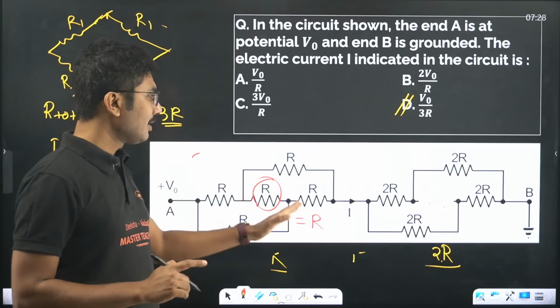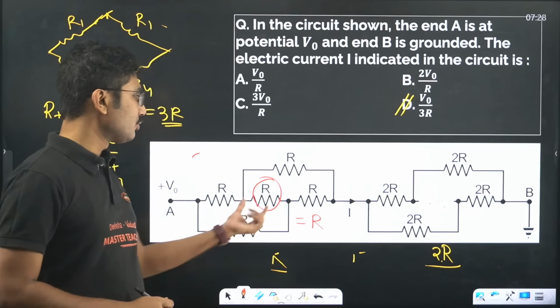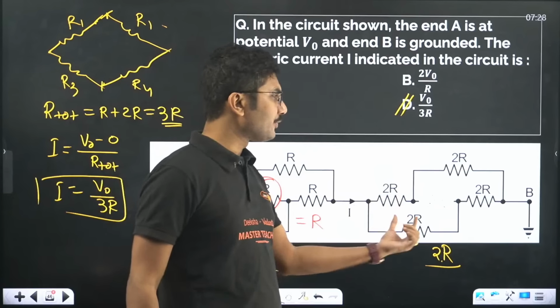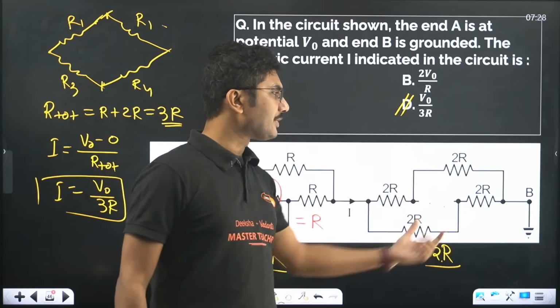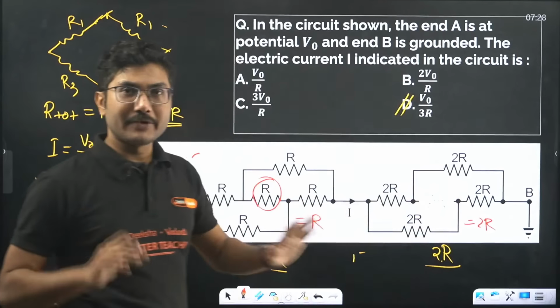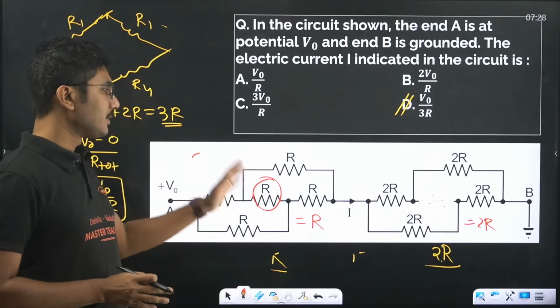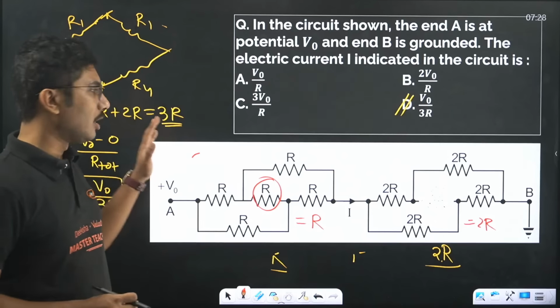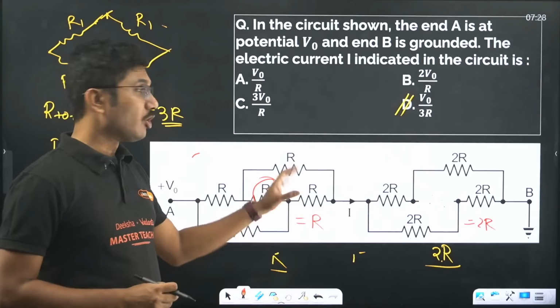So this entire circuit is basically resistance equal to R. Similarly, if you see this one, the entire resistance of this circuit is also equal to 2R. Every resistance is the same. If every resistance is the same for a Wheatstone bridge, the resistance is exactly equal to the value of one single resistance.